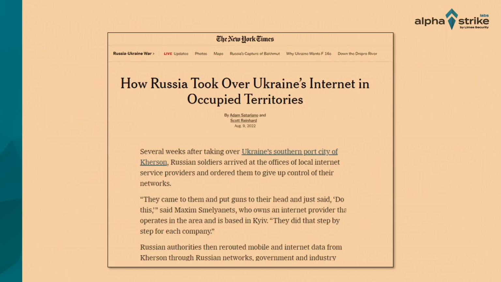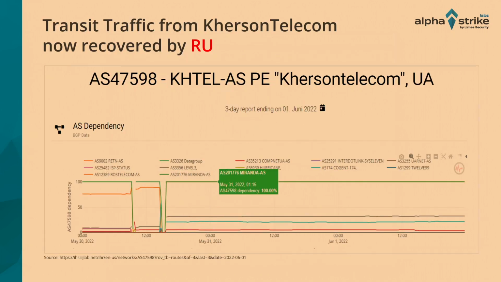And then there's also a New York Times report, and a lot of different reports, especially in Kherson, saying Russian soldiers arrived and tried to get control of the internet infrastructure and also the telecommunication companies. So in the first time of war, we can really see that the internet, as part of critical infrastructure, is obviously also a tactical objective, right? So the Russians came and said, please switch off your routes going to Miranda AS. That's how it works.